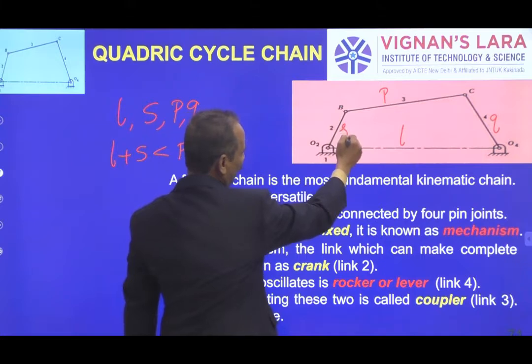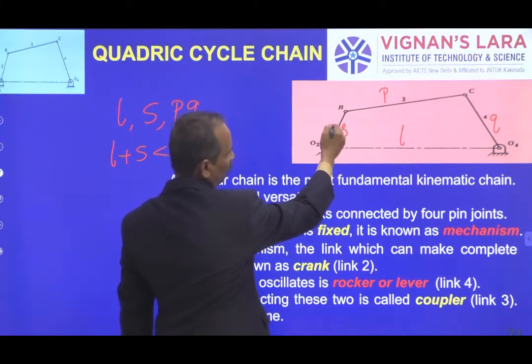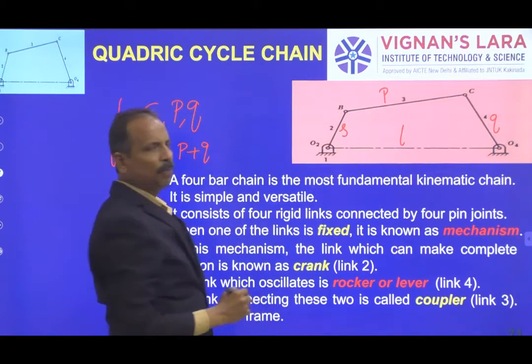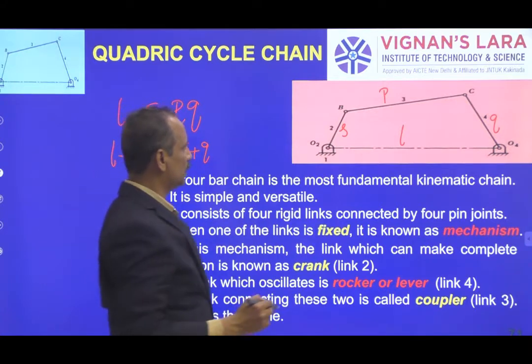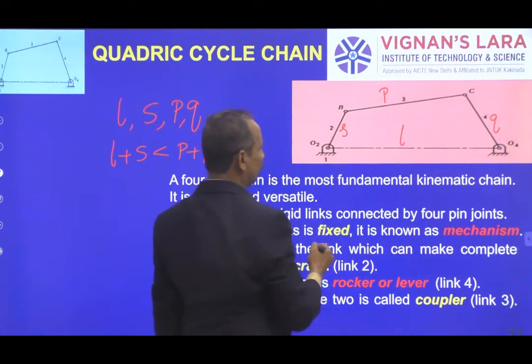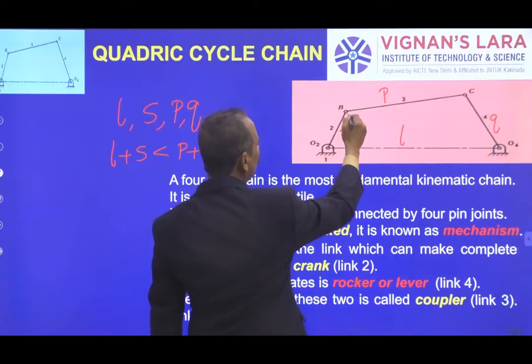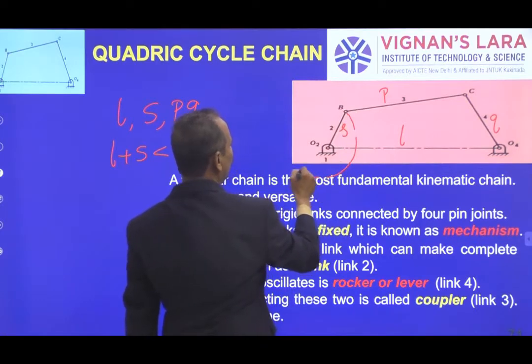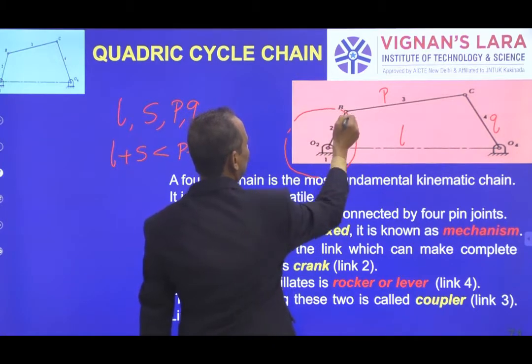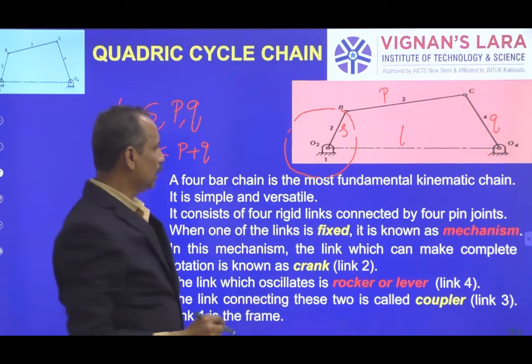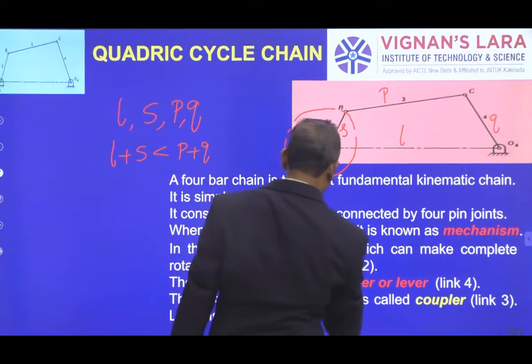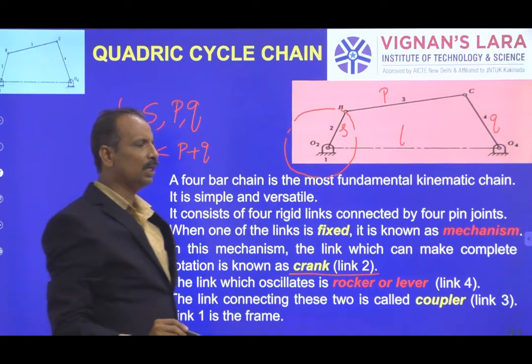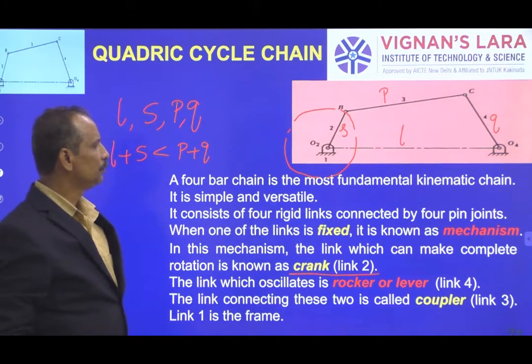So what are the terms we use for these links based upon their performance? Let us see. In this mechanism, link 2 can be revolved completely, hence it is called a crank. The member which can be rotated for 360 degrees is called a crank.